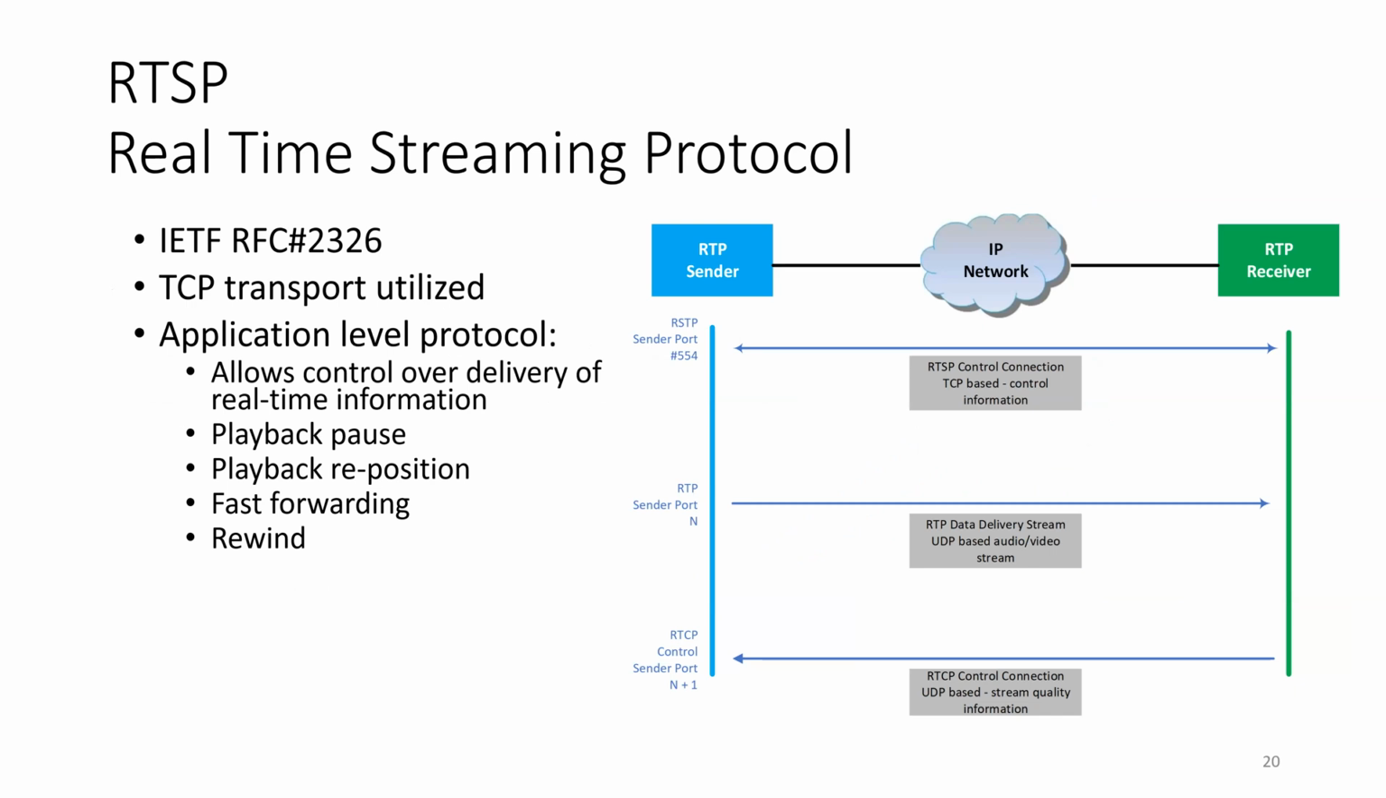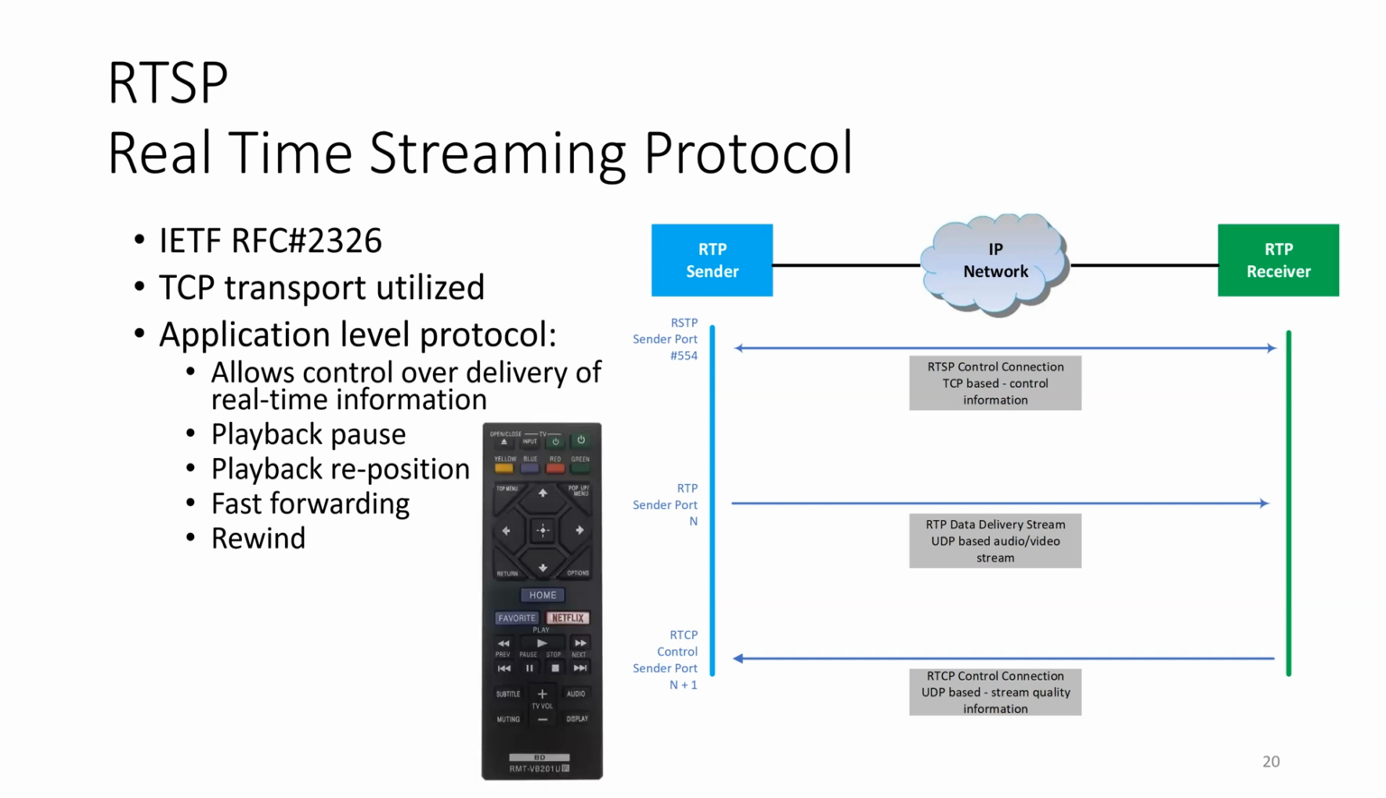We also have the real-time streaming protocol, defined under RFC 2326, and it's an application level protocol that allows the receiver to control the real-time information that is sent. And by controlling it, such things as maybe pause the playback, maybe reposition that playback. In other words, slide forward, slide backwards, maybe fast forward or rewind. Well, gosh, that sounds like something I might do with a DVD player and my remote control. Well, this was the exact idea that was utilized in the design of RTSP, to emulate the functionality of a DVD player.